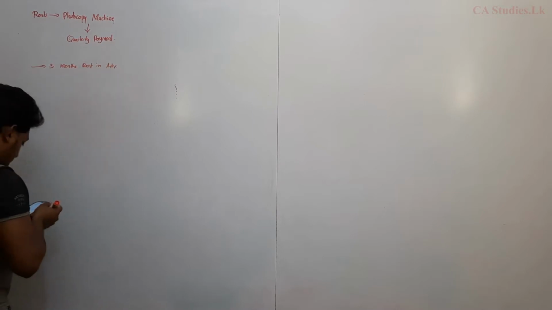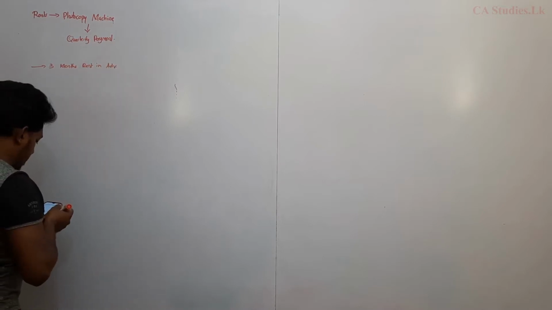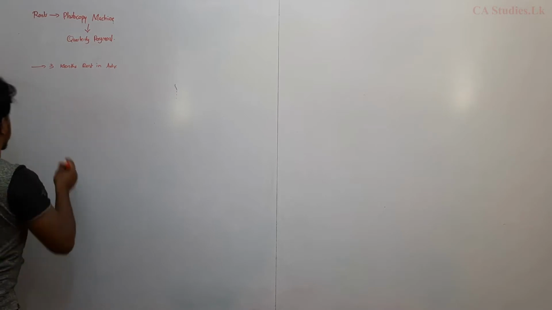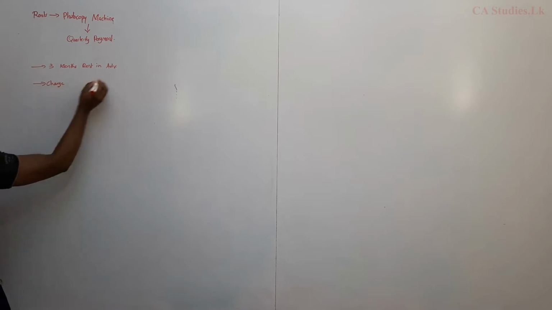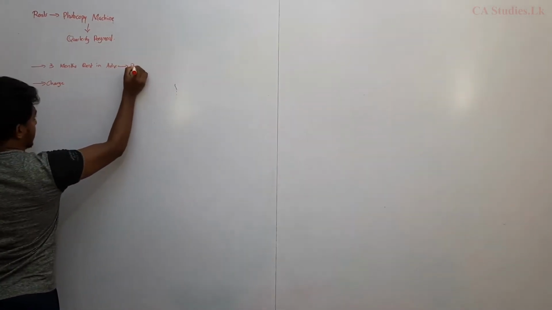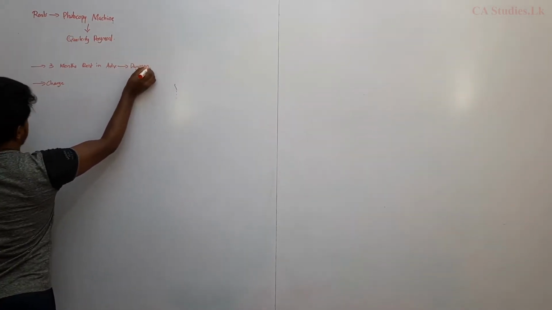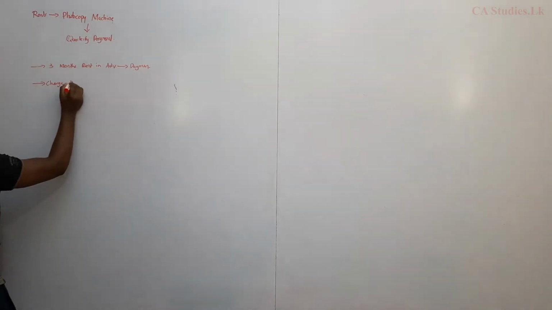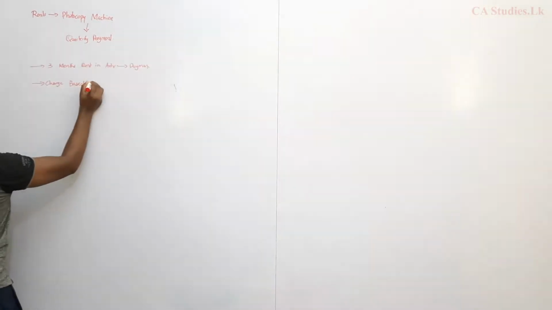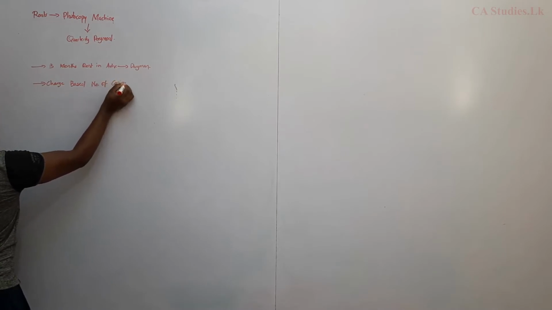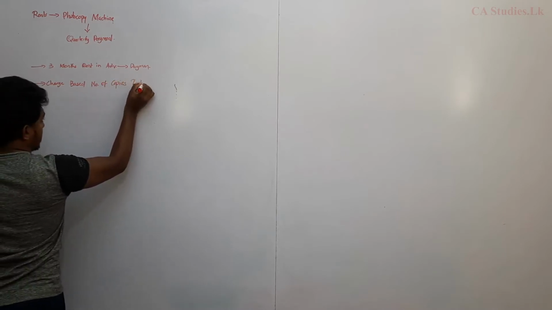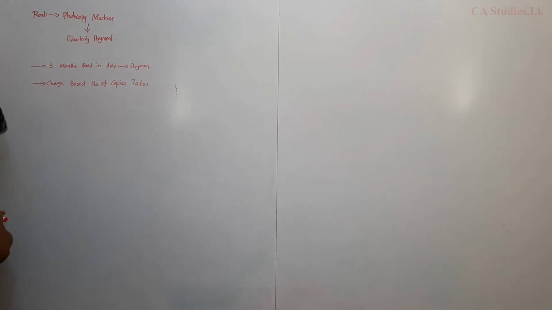And further charge based on number of copies made during the quarter. This is a payment, right? This is a payment. This is a cost. Charge based on number of copies taken.